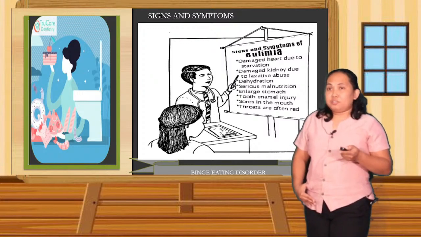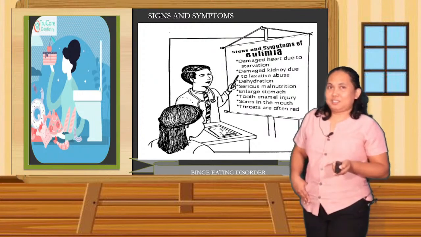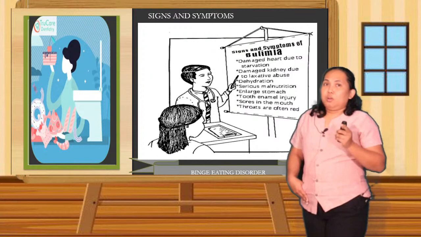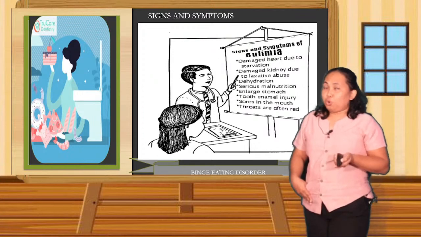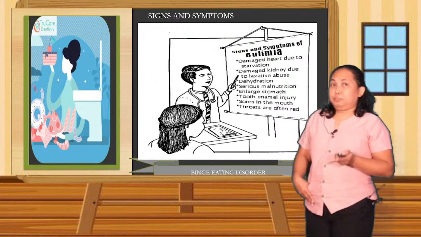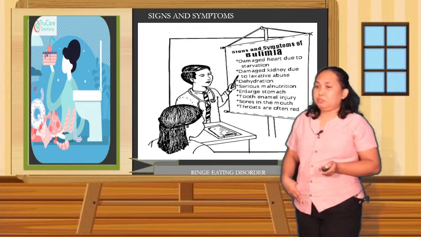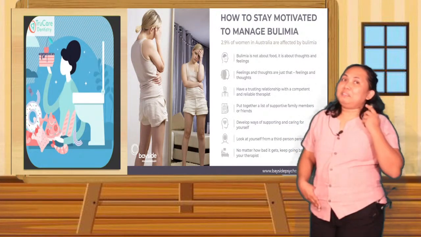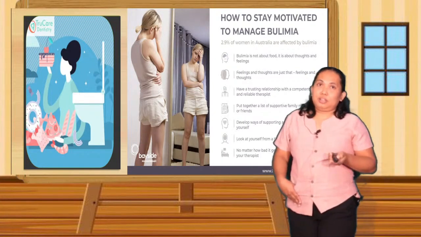So we know the process of excretion. Okay, we have already learned that from science. Okay, so we also have dehydration. We also have enlarged stomach, tooth enamel injury, sores in the mouth, and throats are often red. Why? It's because of the purging. Can we do something with this type of people? Can we help them? Yes. How? By motivating them. So how can we motivate our friends who are having bulimia?